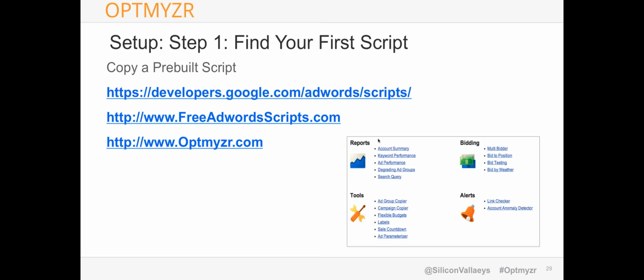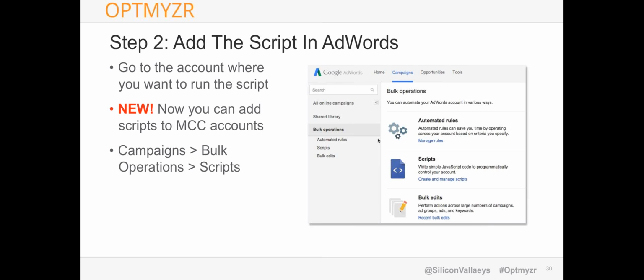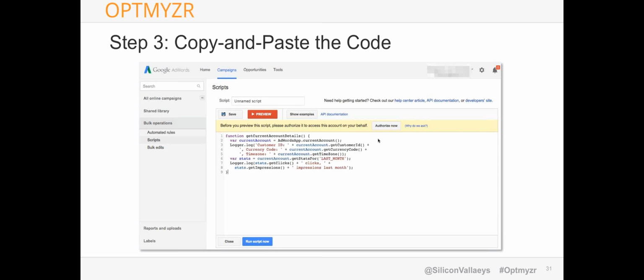And then we as Optimizer, we also write a bunch of scripts. Some of those are free. Most of them are paid, but we've also put in a really neat interface to make it much easier to use. So once you've copied your script, the next step is to go into your AdWords account, either the MCC level of the account or the individual account. And you simply go to your campaign, bulk operation, and scripts. You paste in the code, and then generally that's it.